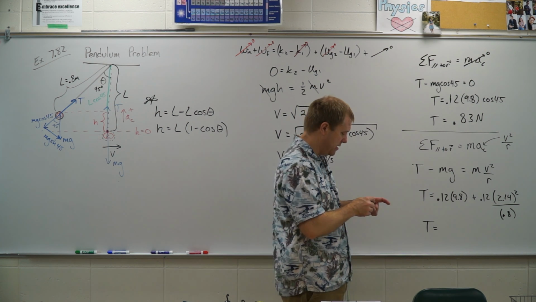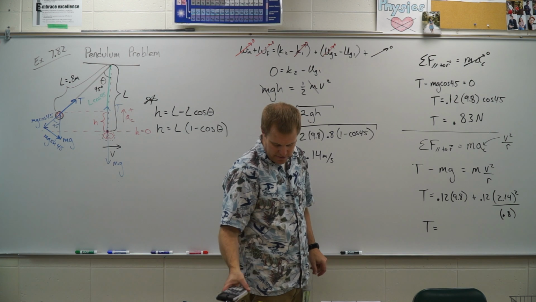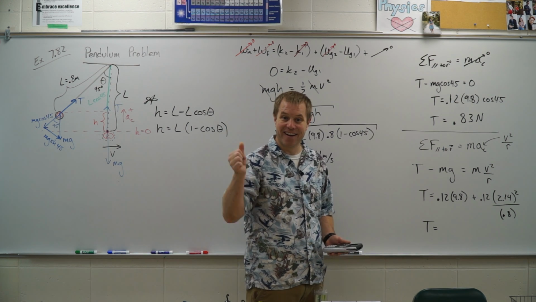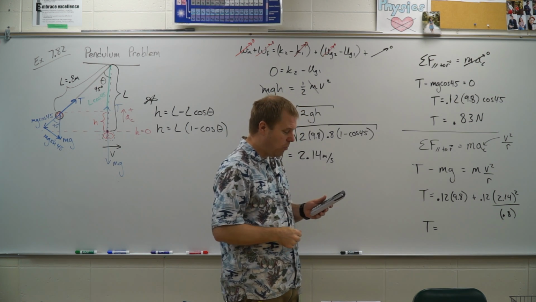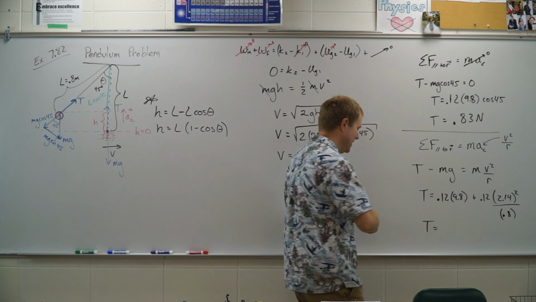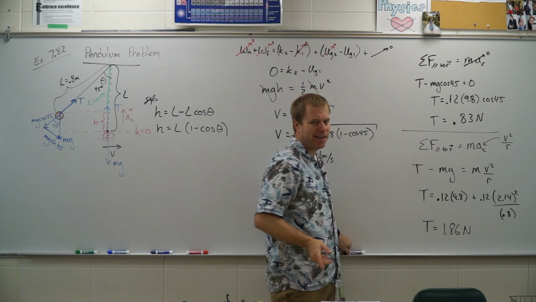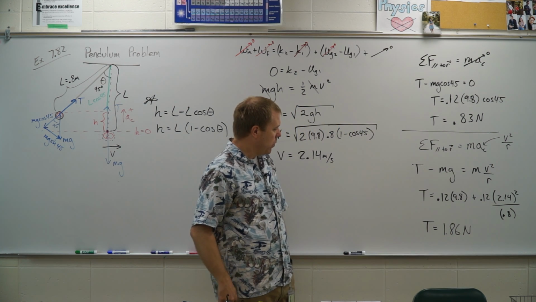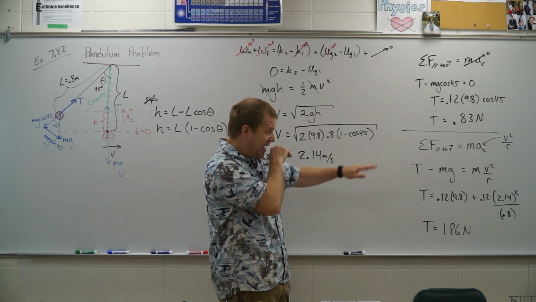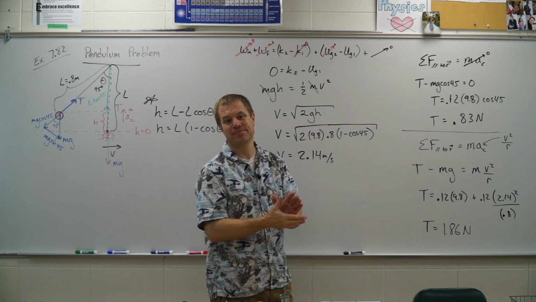So when we type that in a calculator, you end up with, I never calculated it. Son of a gun. Here, let's calculate it quick. 1.86 newtons. Calculator's fast. All right, 1.86 newtons. So yes, that is more than my 0.83. And there's your example.